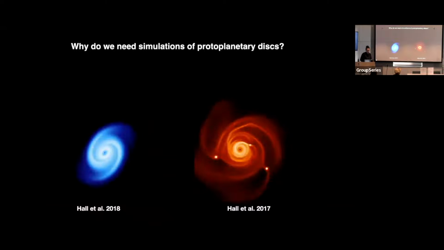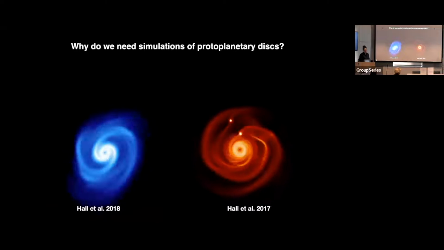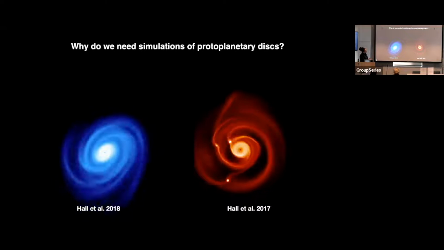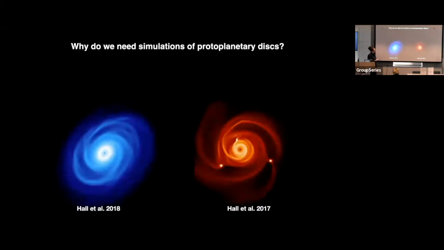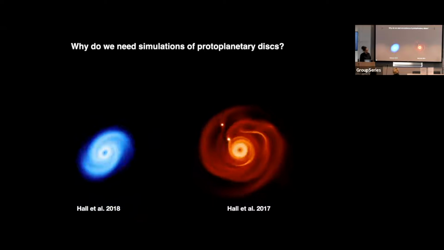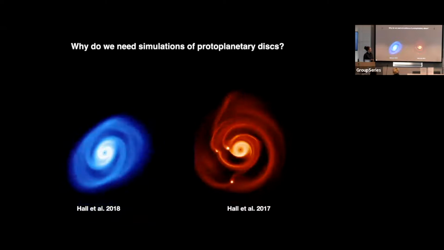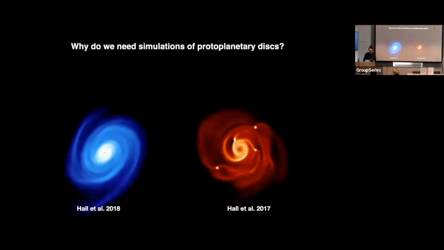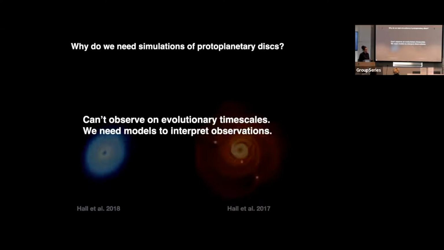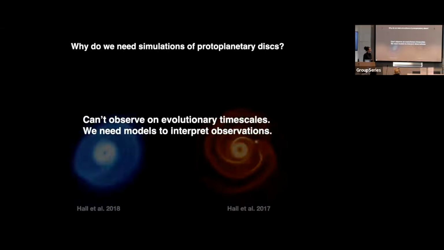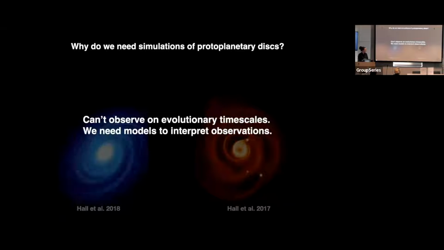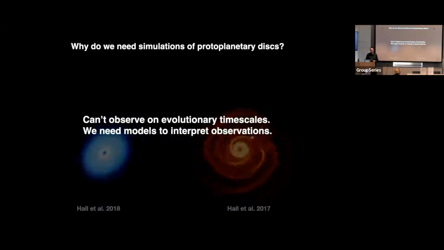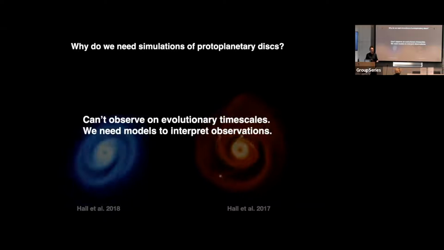I have here a couple of simulations from some movies. On the left-hand side, the object is self-gravitating. On the right-hand side, it's also self-gravitating, but it's actually collapsed down to form some planetary mass objects, about 10 Jupiter mass or so. These simulations are looped. They're about 3,000 years in Earth time. So we can't observe on evolutionary timescales over hundreds of thousands to millions of years, nor can we even really observe on dynamical timescales, thousands of years, right? We don't live that long. So we need models in order to interpret observations, because without models, we have all of this data with no understanding.